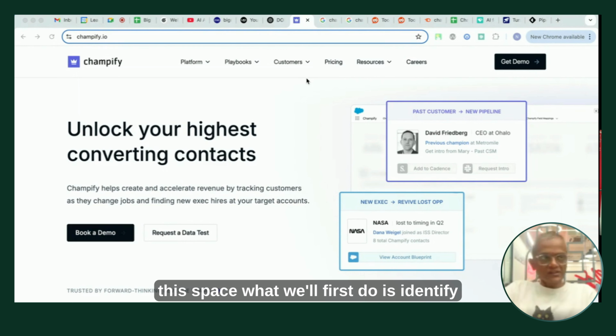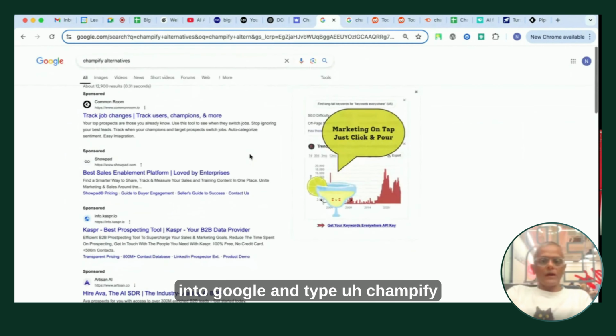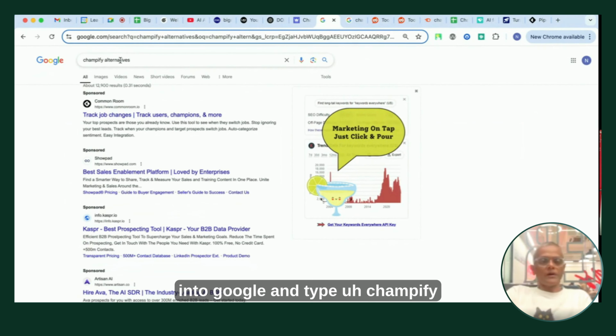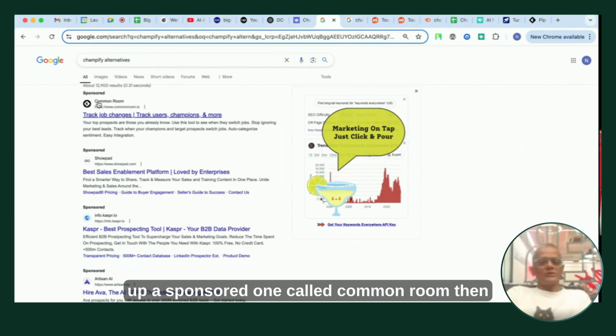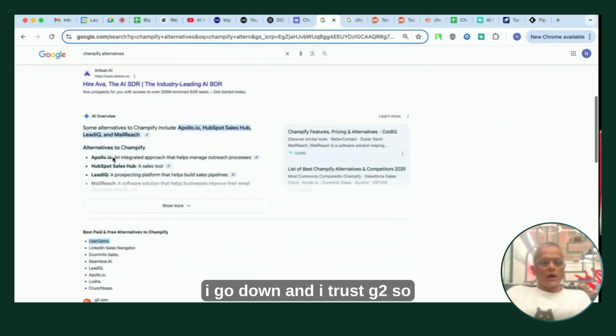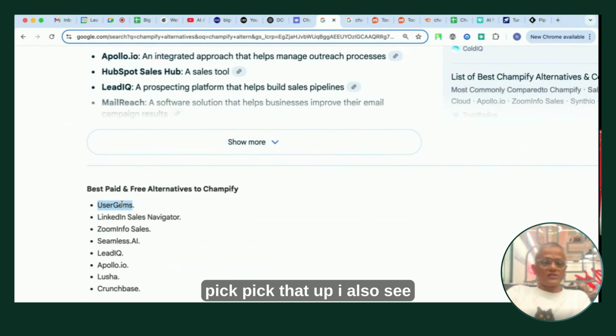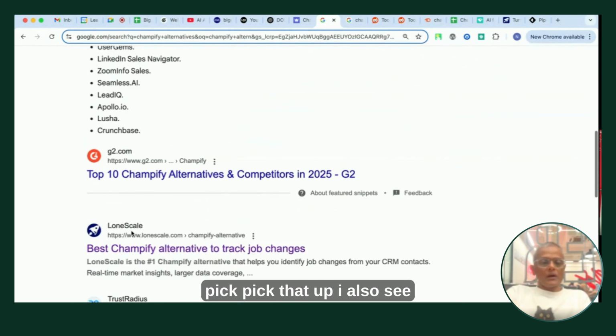So to understand this space, what we'll first do is identify Champify's alternatives. And how do I do that? First, I go into Google and type Champify alternatives, no brainer. And what I'm seeing is I'm picking up a sponsored one called Common Room. Then I go down and I trust G2. So from G2, I can see there's User Gems. Let's pick that up.